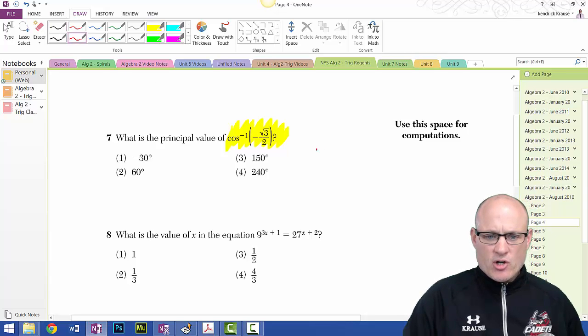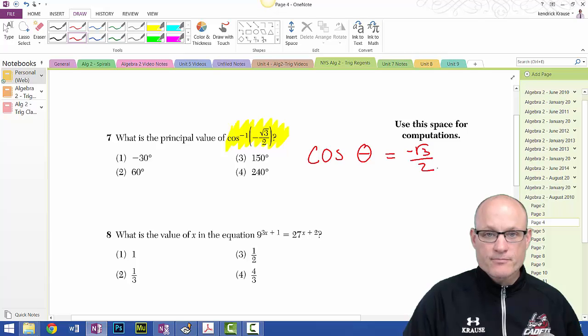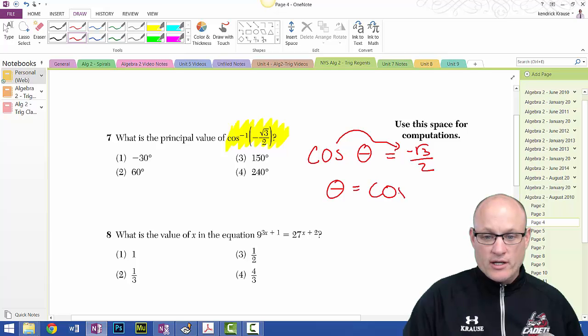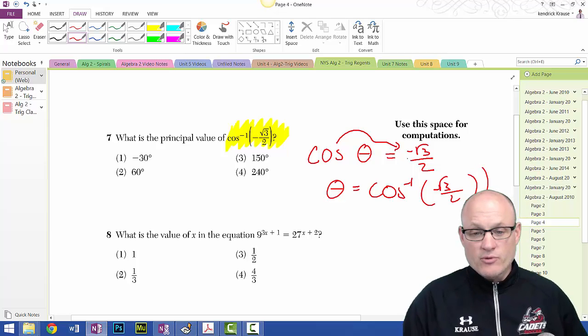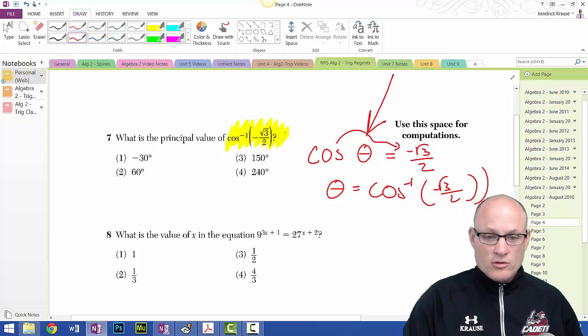what it's saying is the cosine of what angle theta has to give me negative radical 3 over 2. Because if I was going to solve this, wouldn't I have to bring this cosine over here and get theta equals cosine inverse of negative square root of 3 over 2? So really what they're saying is what angle do I have that's going to give me negative radical 3 over 2?